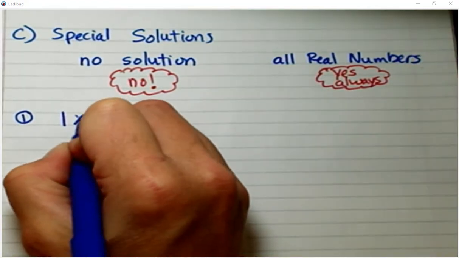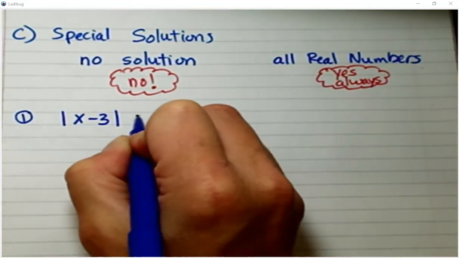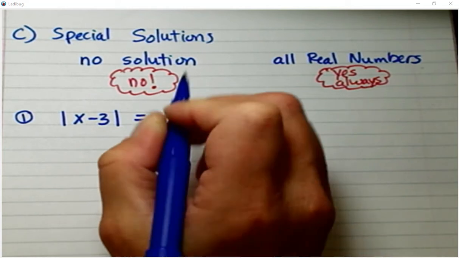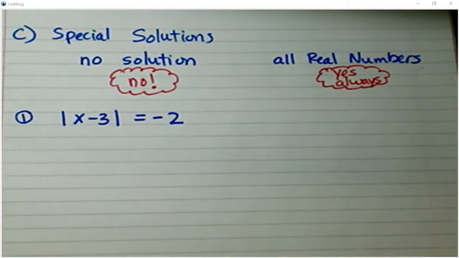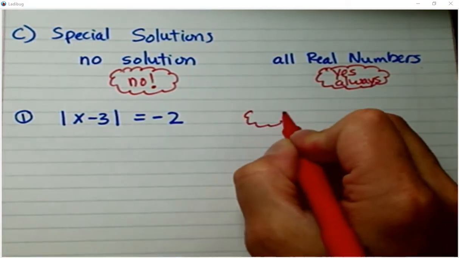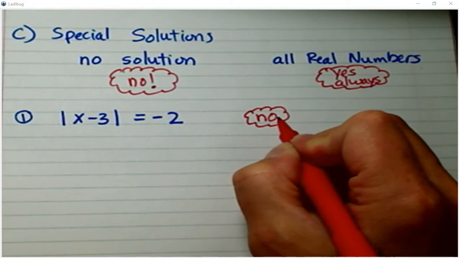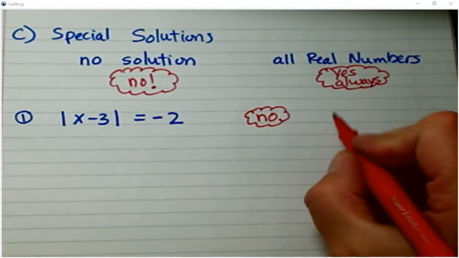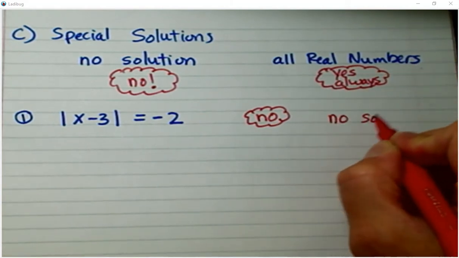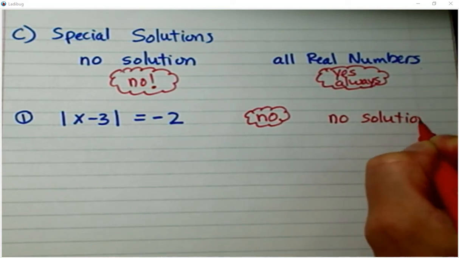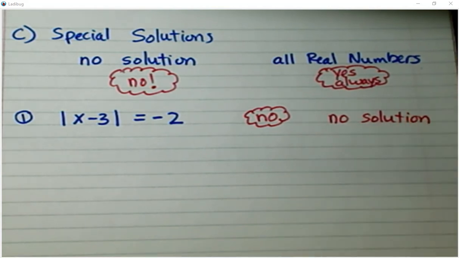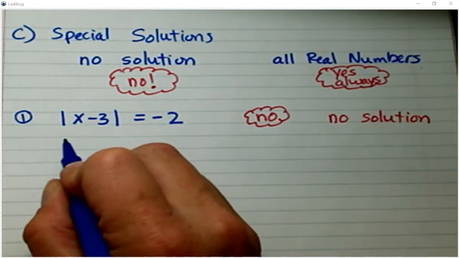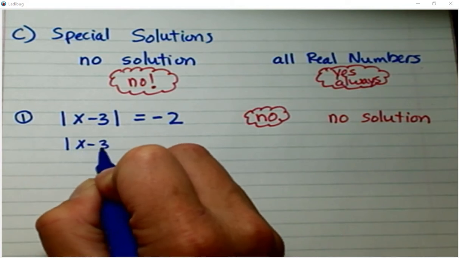Okay? Now, I'm going to review the special solutions with equations. So the first example is, and when you stop and think about this question, you say no, this is not possible. And that means that the answer is no solution.